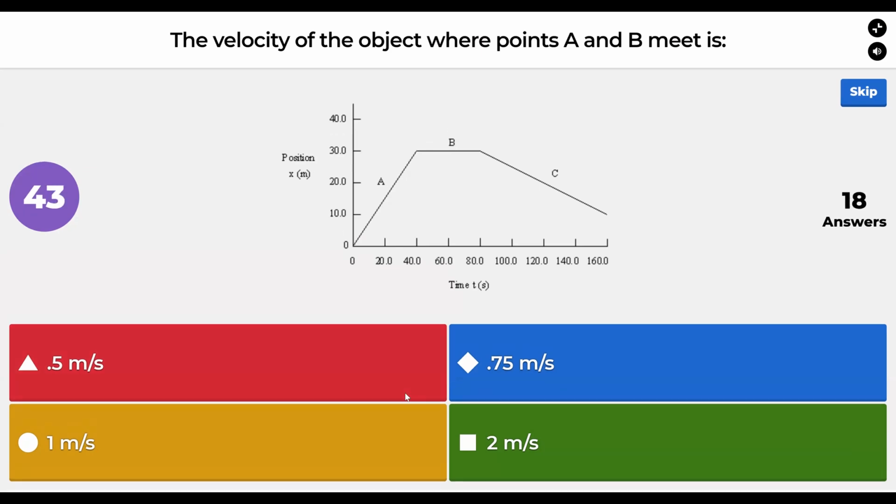Think about where line A and line B intersect or meet, that point. And then think about what slope represents, right? Slope is rise over run.